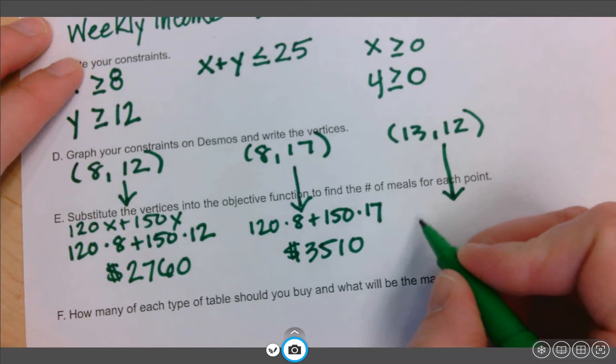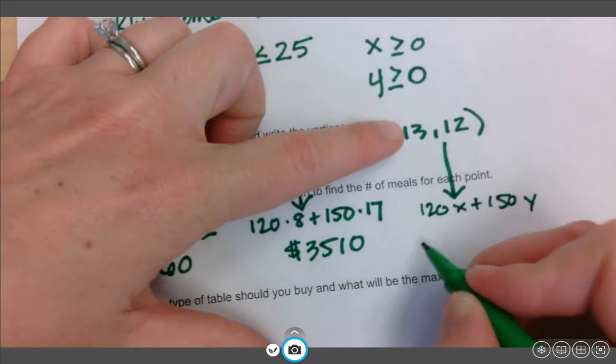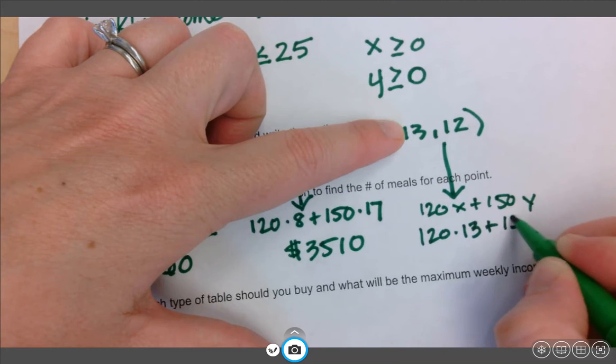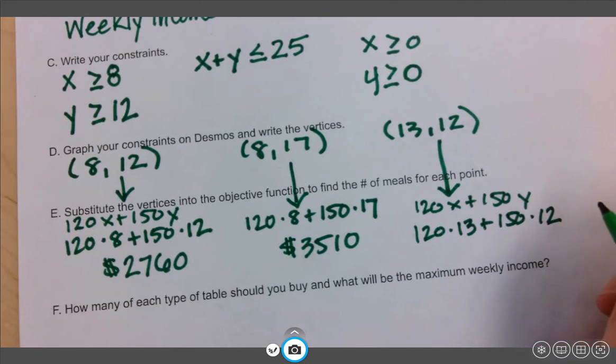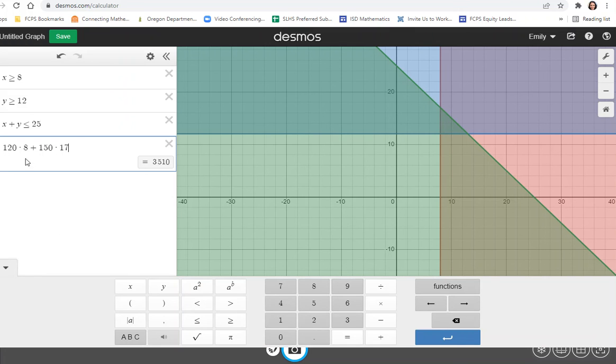Okay, so remember we're still using 120x plus 150y. And I'm going to do 120 times 13 plus 150 times 12. So this one's $3,360.